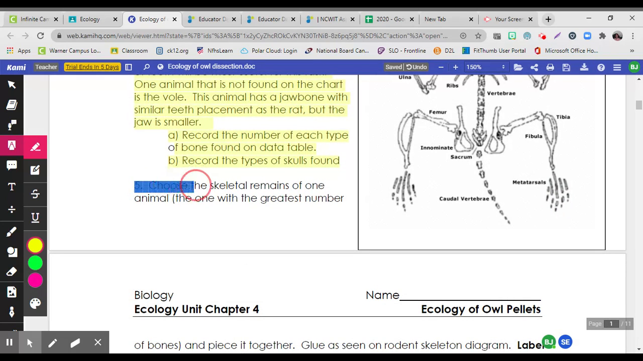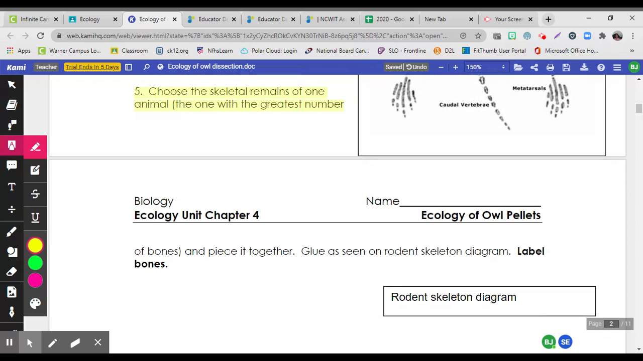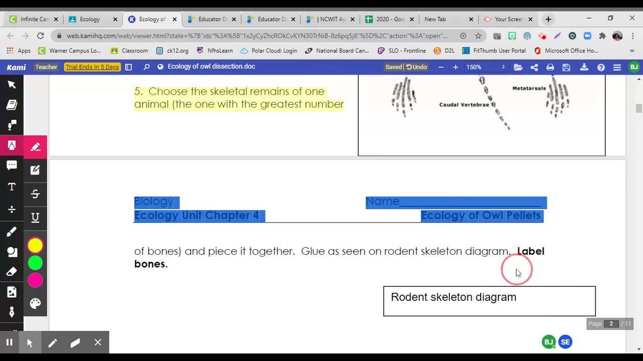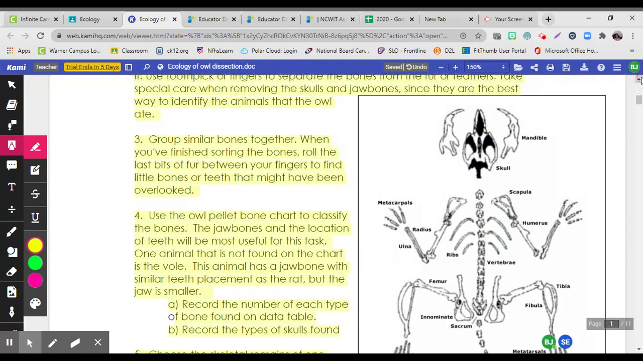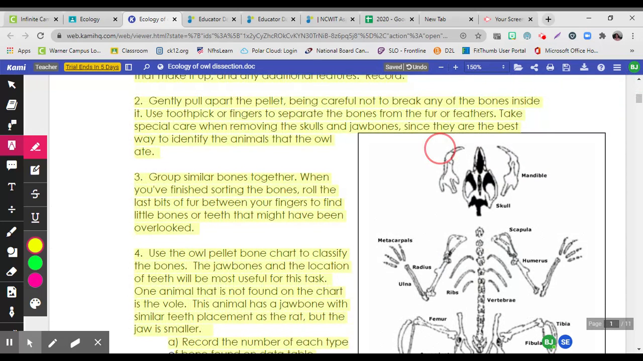Step 5. Choose the skeleton remains from one animal, the one with the greatest number of bones, and place them together. Glue the bones as seen in the skeleton diagram above. Label each bone. This is the skeleton diagram.